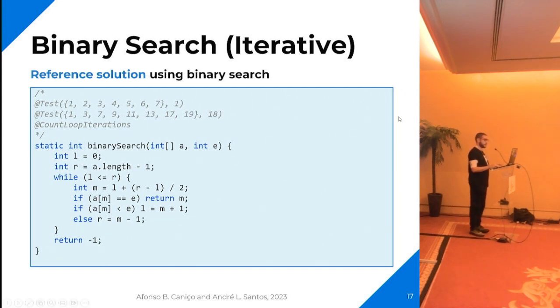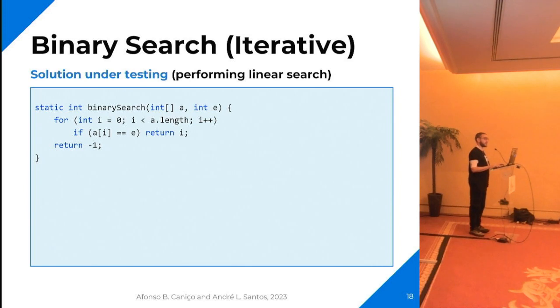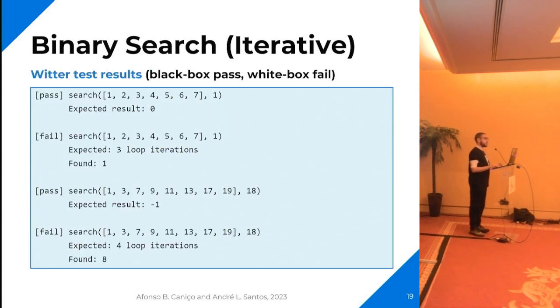computed. Again, maybe the student is very familiar with the binary search algorithm, so they try to sneak by using the linear search algorithm. Much easier to develop, but it's not what we want them to implement. So this is the code that they provide us, just a regular linear search implementation. We run those 2 solutions through Witter, we get this.